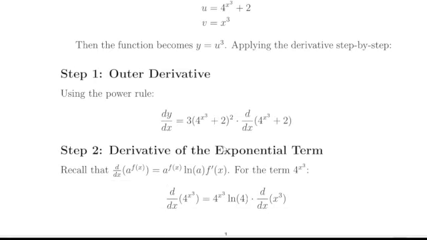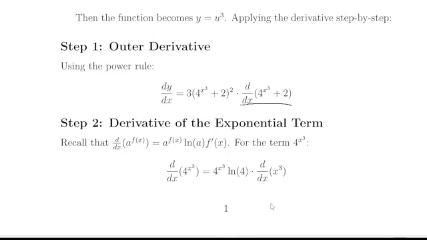So let's take a look at the derivative of this right here, 4 to the x cubed plus 2. Obviously, the derivative of 2 is 0, so that's gone. And then the derivative of a to the power of a function, where a is a number, is a raised to the function times the natural log of a times f prime of x. For us, a is 4, f of x is x cubed. So we have 4 raised to the x cubed times ln of 4 times the derivative of x cubed.